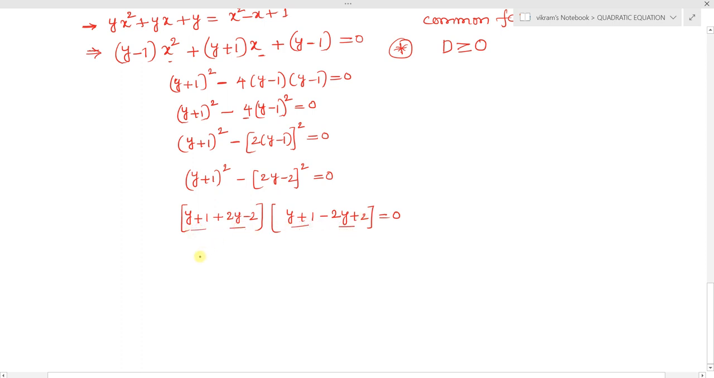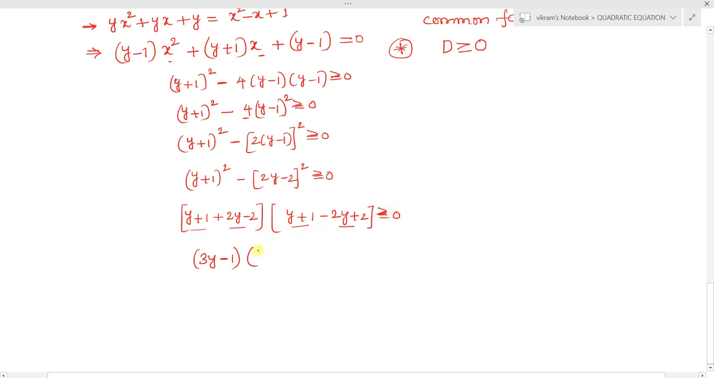Now the resultant is that 3y minus 1 is one factor, and the other factor is 3 minus y. Here we are writing it equal to 0, but we are finding the discriminant. Discriminant means we need to consider greater than or equal to 0. We are solving for greater than or equal to 0.